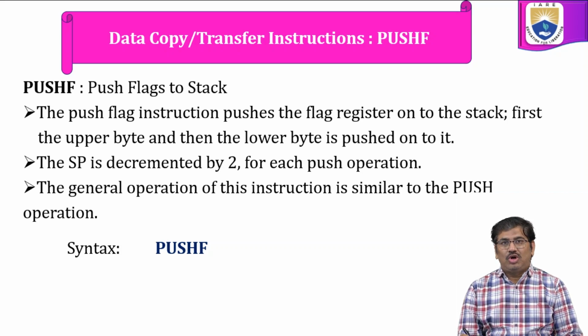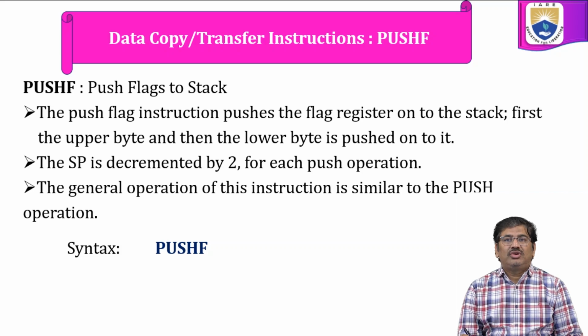For every push operation, as the flag register is 16-bit size, it is going to occupy 2 memory locations in the stack memory. That's why the stack pointer will always point to the higher address. So for every push operation with respect to flag, it is going to be decremented by 2.